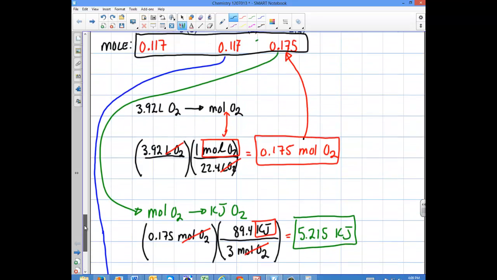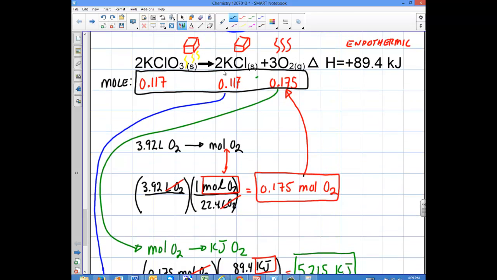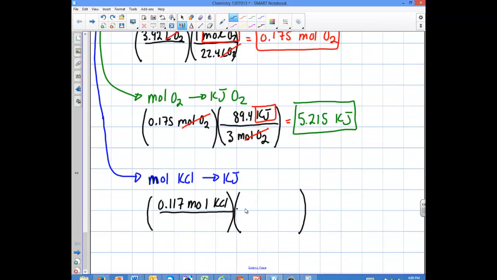So now I'm going to say for every 2 moles of KCl, I get this much heat. So for every 2 moles of KCl, I'm going to end up with 89.4 kilojoules here. And again, it doesn't matter which molecule I'm using. This time I'm using KCl. If I did it right, I should get the same exact number that I got for oxygen because it doesn't matter what I use. Okay, so let's cancel out the units and the molecule, I'm left just with kilojoules.